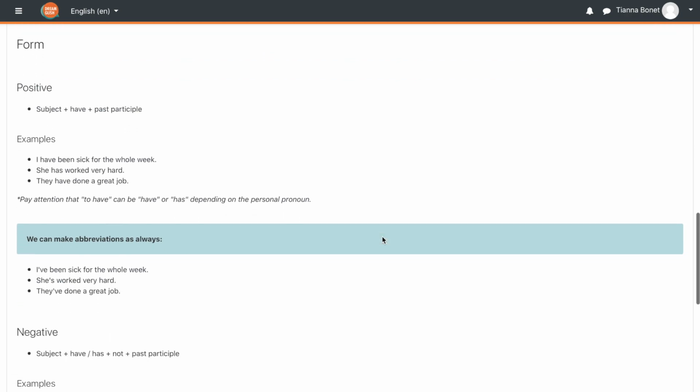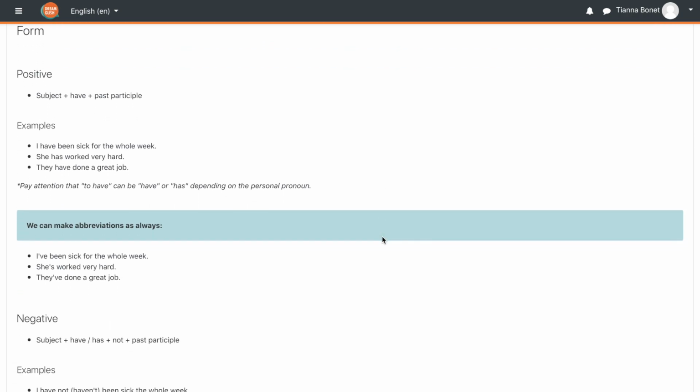To build a positive sentence, we start with the subject plus have plus past participle. Some examples are, I have been sick for the whole week. We have our subject I, and then we have the past participle, been. Next example, she has worked very hard. They have done a great job.